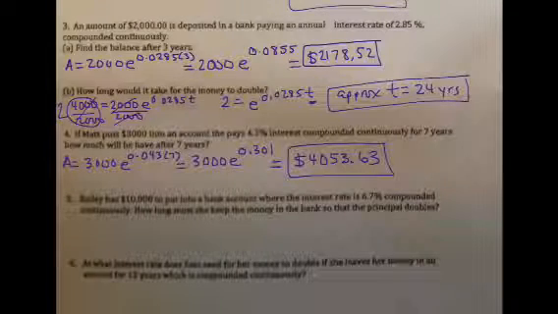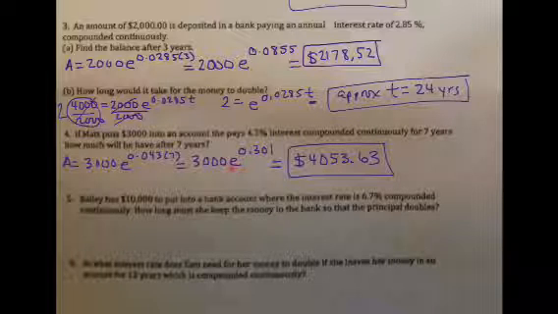For number 4, you start off with $3,000 and put it in an account that gives you 4.3% interest compounded continuously for 7 years. So here is the 3,000. The interest is a decimal, the 7 years. Because it's compounded continuously, the base is e. And so when you simplify everything, this is what you get, and you put it into a calculator, and this is the total.